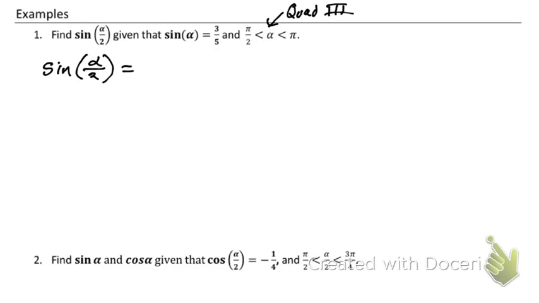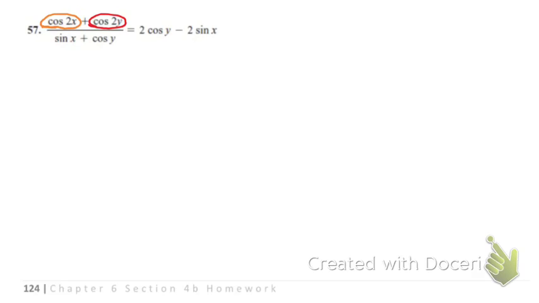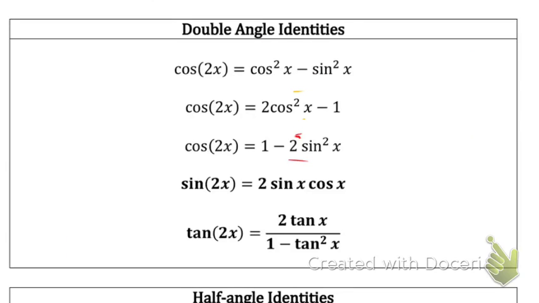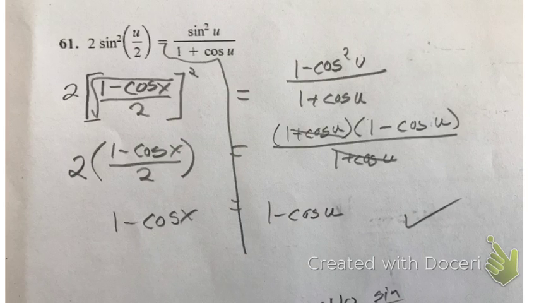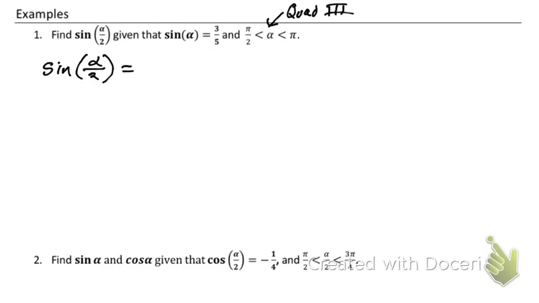So sine alpha over 2, using our half angle identity, do I have that on one of these slides? Probably way back here, huh? Sine alpha over 2 is going to be this bolded one: plus or minus the square root of 1 minus cosine x over 2. So we're just going to rewrite this as plus or minus the square root of 1 minus cosine alpha over 2.